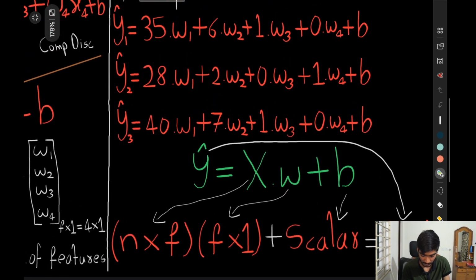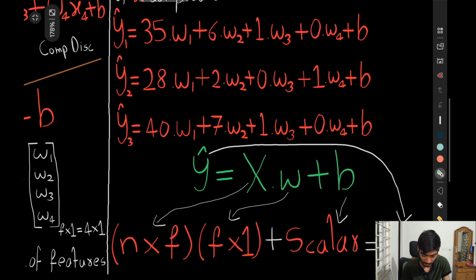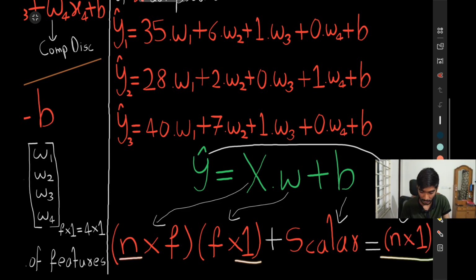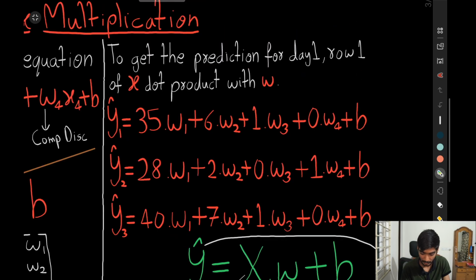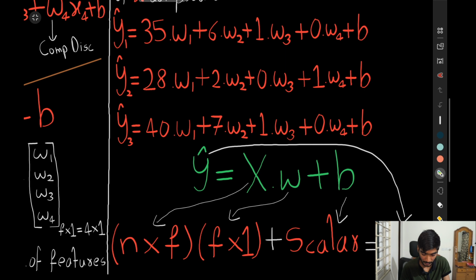So here is the mathematical intuition of the dimensions. We are multiplying a matrix with n cross f dimensions and f cross 1 dimensions. So when we multiply these two matrices, these two f's get eliminated and we are left with a matrix of n cross 1, which is a matrix with just a single column consisting of the sales of that day. So this is our y cap, the output of the model for each input of the day.